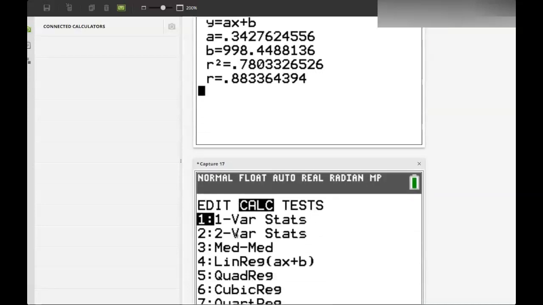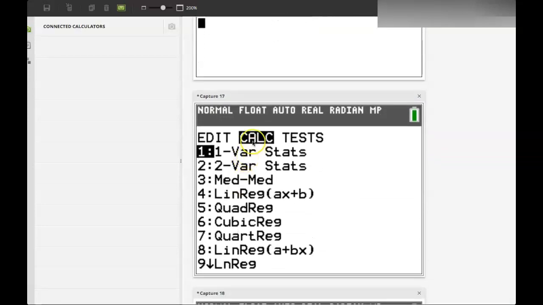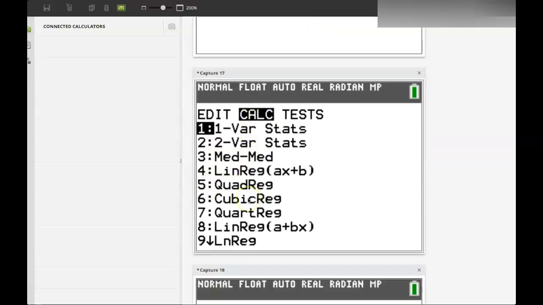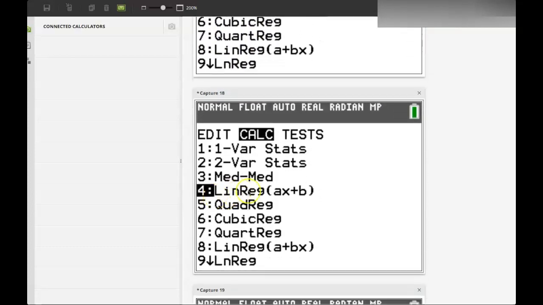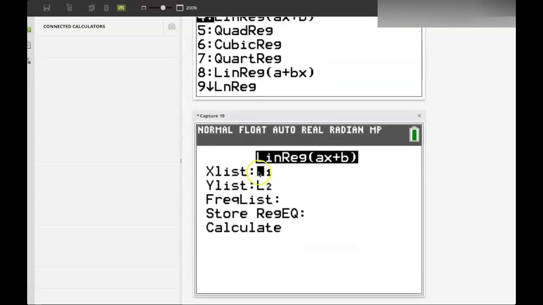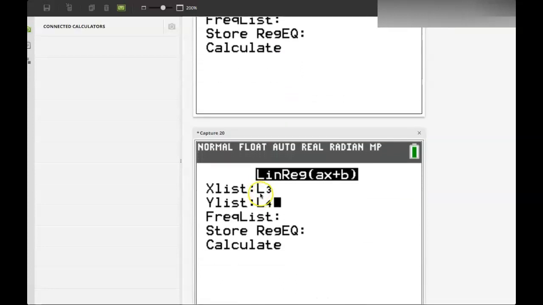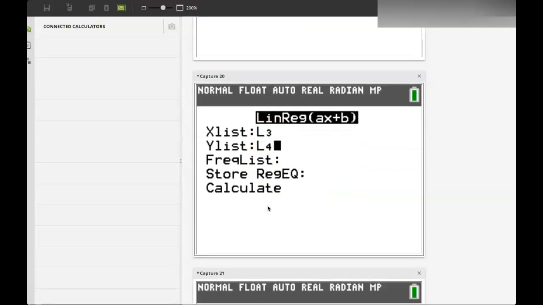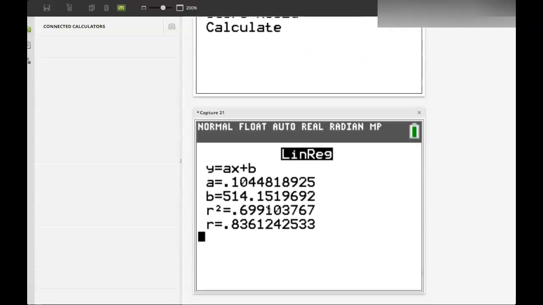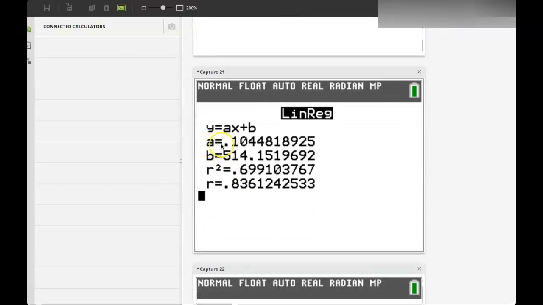And for females, same thing. Stat, calculate, scroll down, number 4. So we have number 4, enter. Now instead of L1, L2, you should have L3, L4. So press second, then for L3 you need to enter 3. So second, 3, and second, 4, you have L4. Then enter. Here is what we have for females. The slope is that number, then the y-intercept and the correlation coefficient.